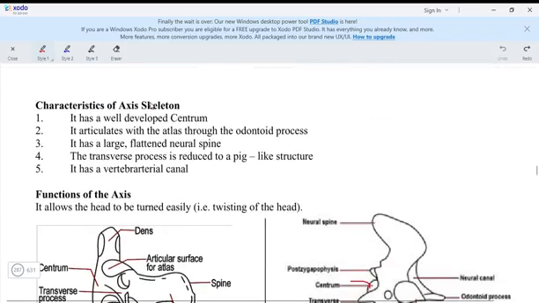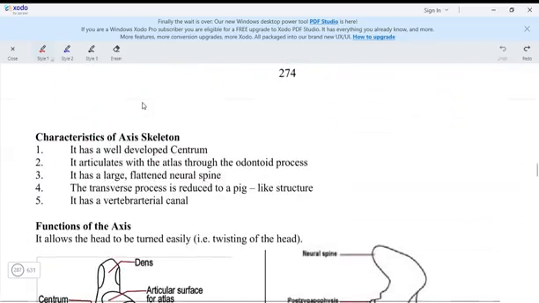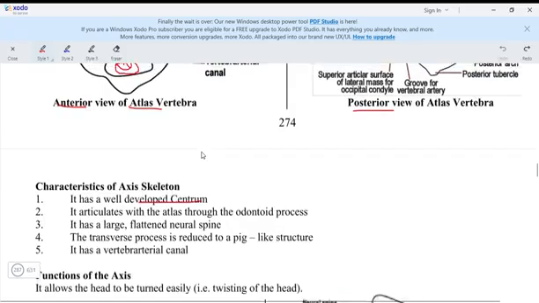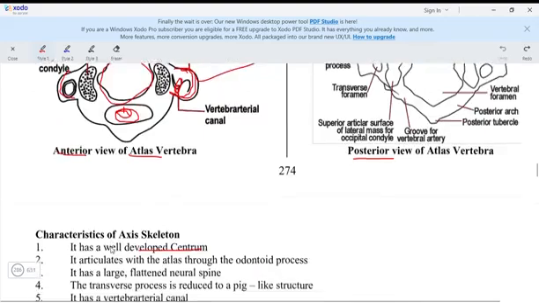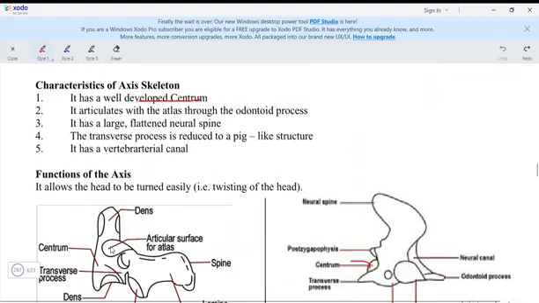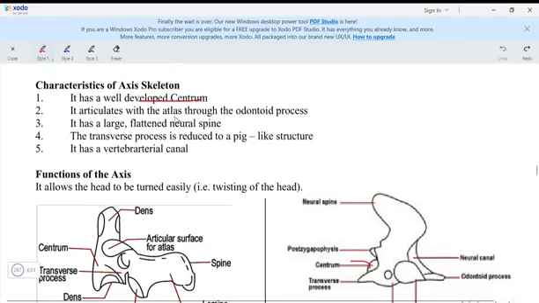So what are the characteristics of axis? We are moving to axis now. For axis, it has a well-developed centrum. Remember, the centrum was not visible in atlas here. But in axis, you will see it well developed. Then it articulates with the atlas.